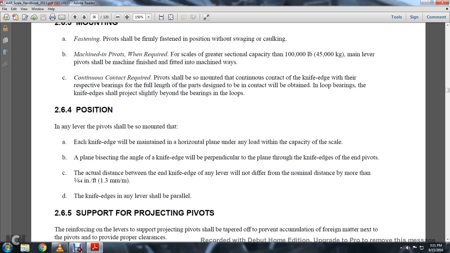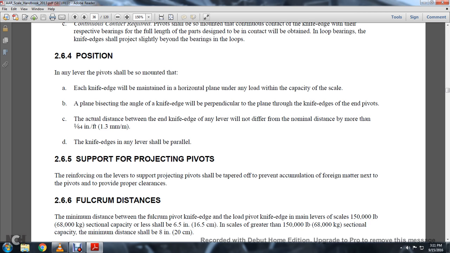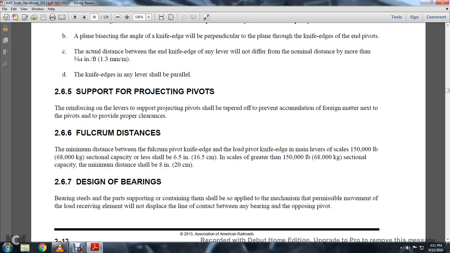2.6.5 The support of the projecting pivot. To reinforce the lever that is supporting the projecting pivot, it should be tapered off to prevent accumulation of foreign matter next to the pivot and provide proper clearance.